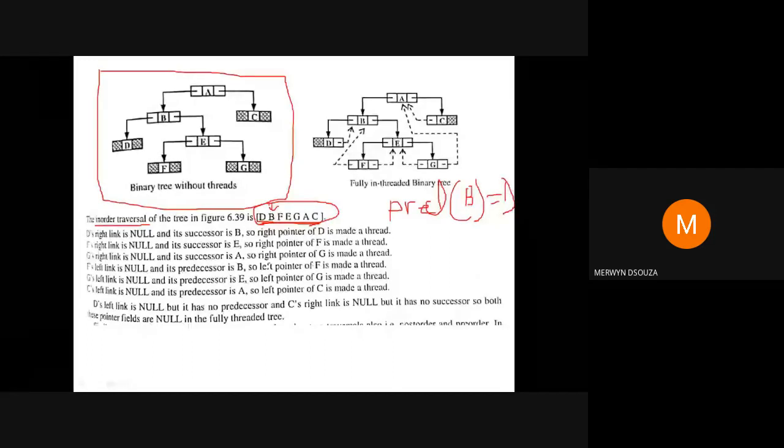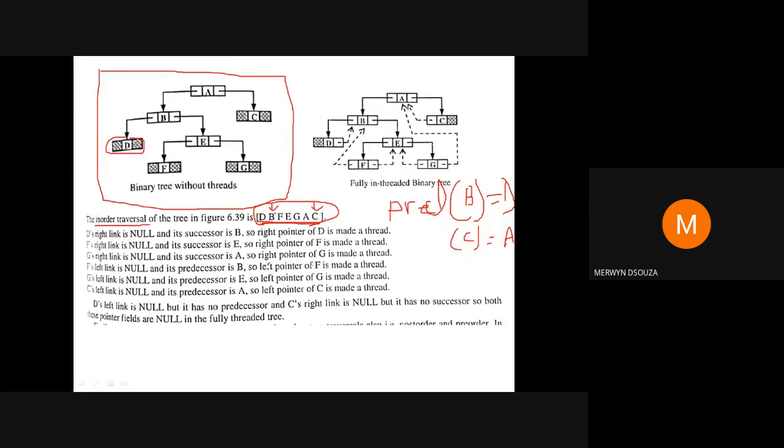Okay, whichever value comes before B. Similarly, predecessor of C is A. So predecessor of C is A. D is not having a predecessor. Okay, because it's the first node, there's nothing in front of it. So this node here will not have a predecessor.